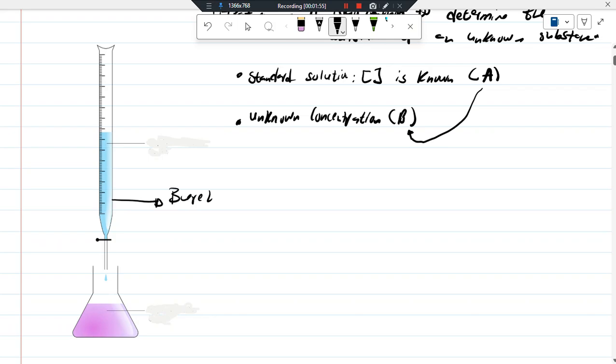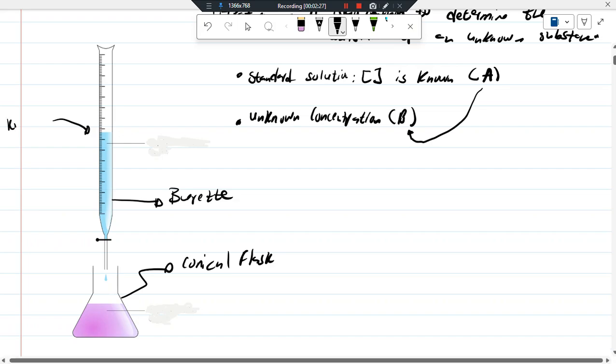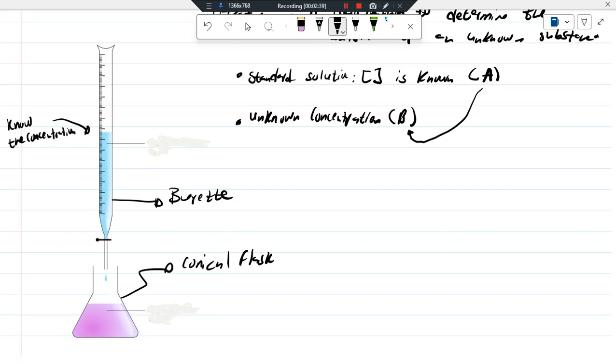The burette, right? So this is a burette, and then this is a conical flask or an Erlenmeyer flask. What happens is that we put here in the burette the substance that we know the concentration of. So in here we know the concentration.